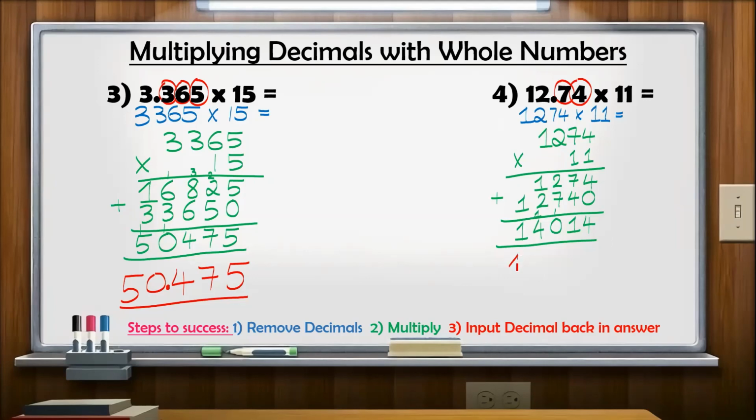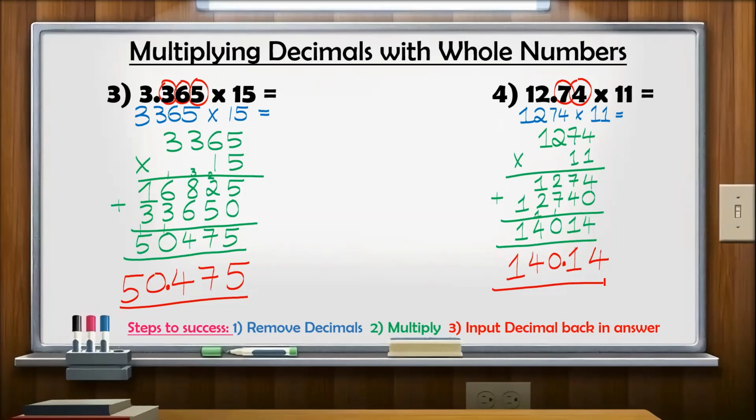So I'm going to start off by putting my answer to 1274 times 11, and then I'm going to input my decimal point by counting from the end of the number 2 places, 1 and 2. So therefore I'm going to input my decimal place in between 0 and 1 like I have done, and the final answer to my original problem of 12.74 times 11 is equal to 140.14.